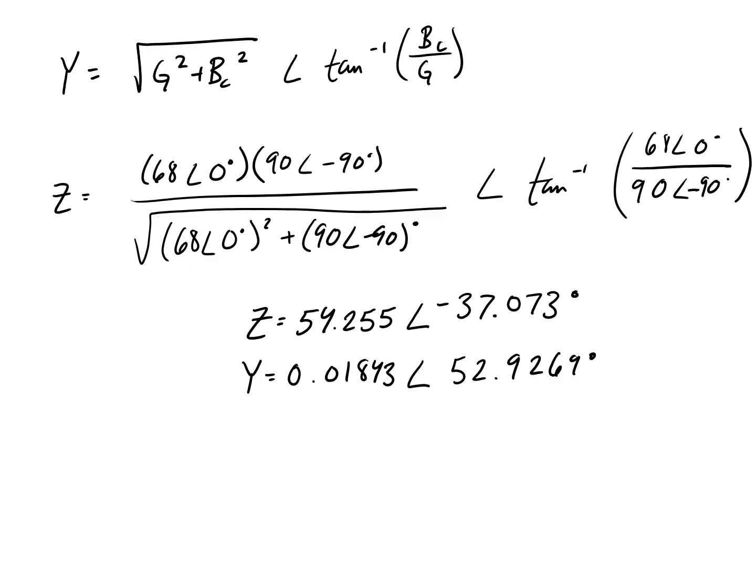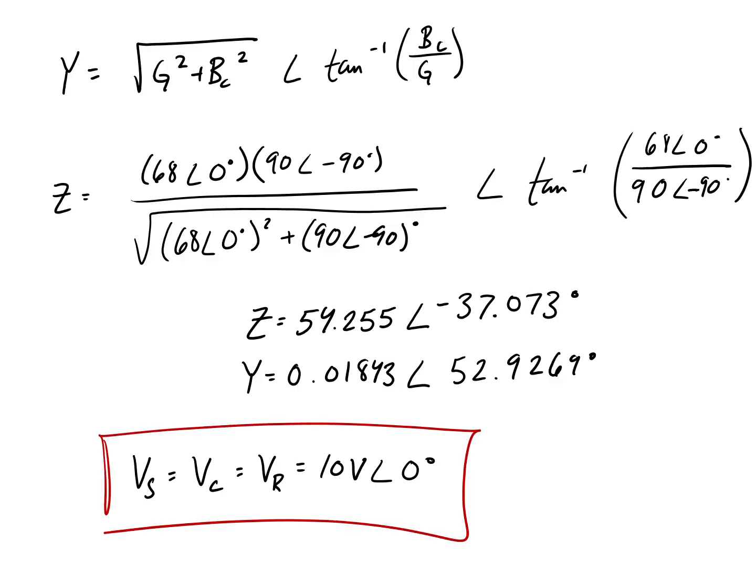So now that we are ready to go through and find the currents, we'll just formally state that Vs is equal to Vc, which is equal to Vr, which is 10 volts with an angle of 0 degrees. That is one of the things we're looking for, and now we're just going to use Ohm's law to solve for our values. And again, it doesn't matter which version you're using, you will get the same numerical value regardless of what it is.